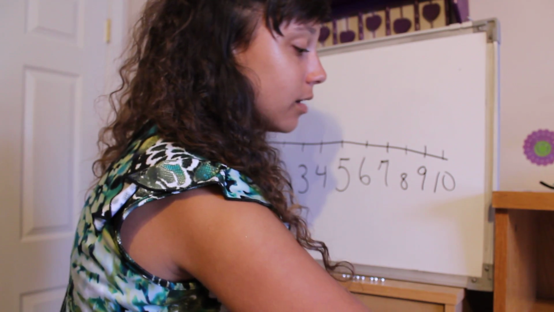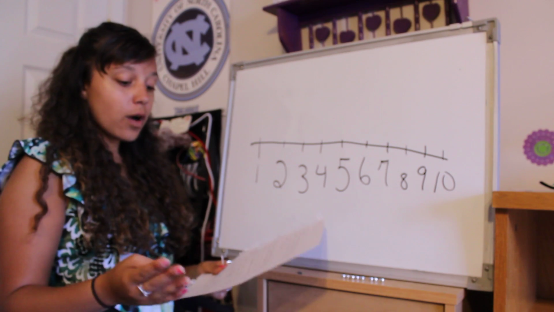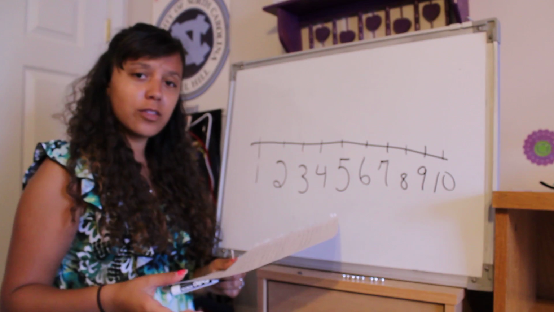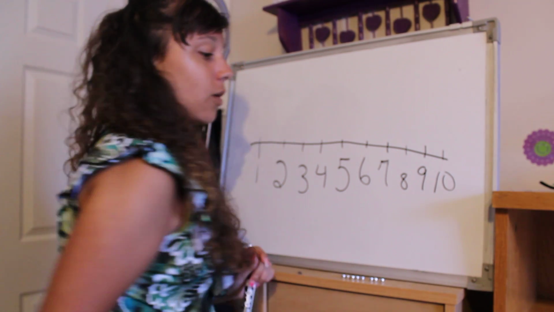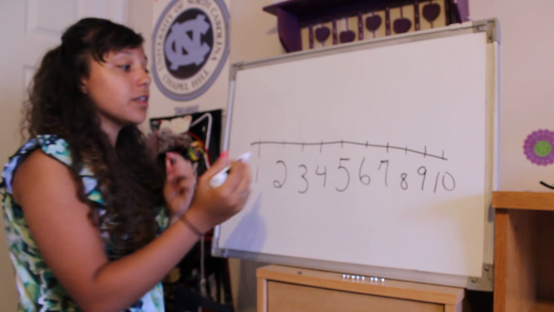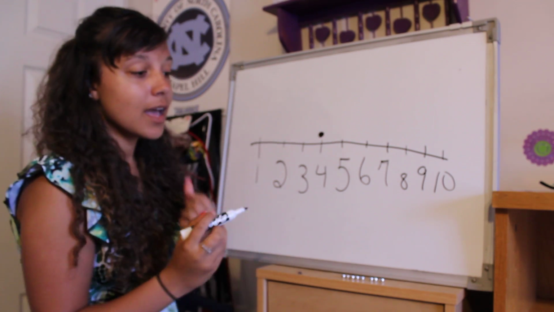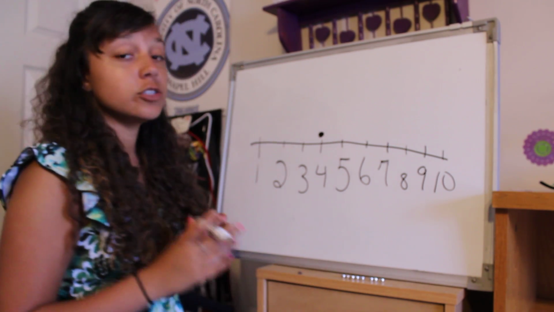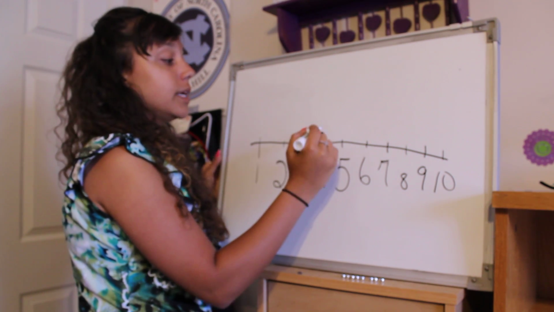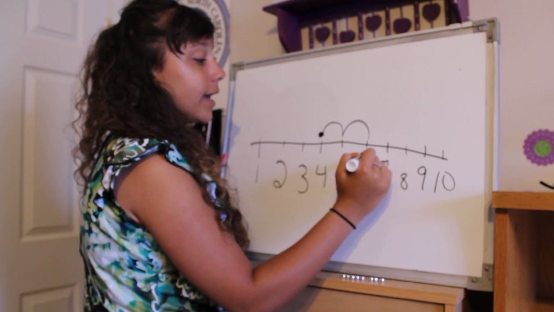Now let's look at our next word problem. So there are 4 birds sitting on a tree. 2 more birds join them. How many birds are sitting on the tree? So we know that we started with 4 birds. So we put a dot over the number that we start with, which in this case would be the 4. Then it says 2 more birds join them. So we're just going to move our pencil over 2 places. So 1, 2.